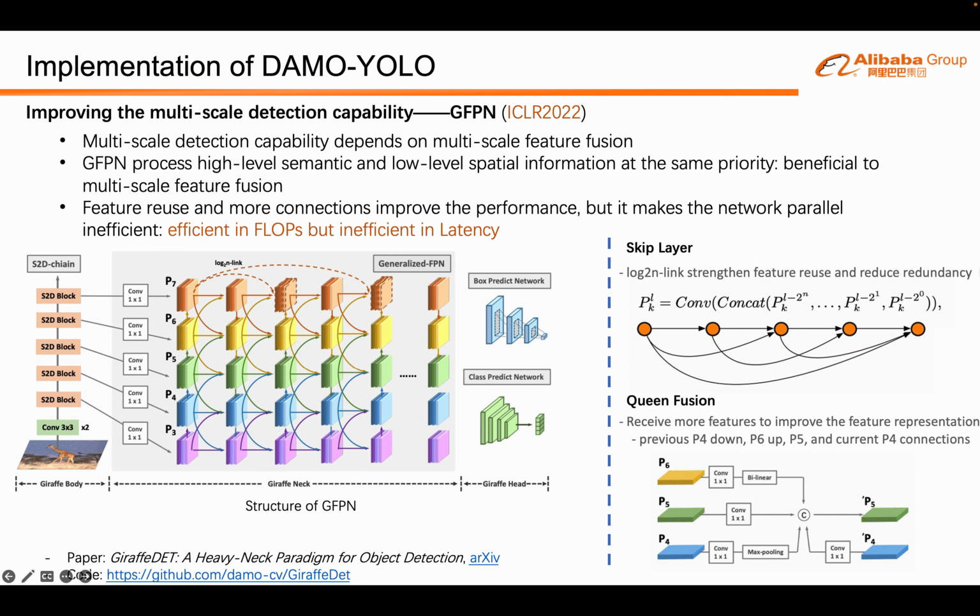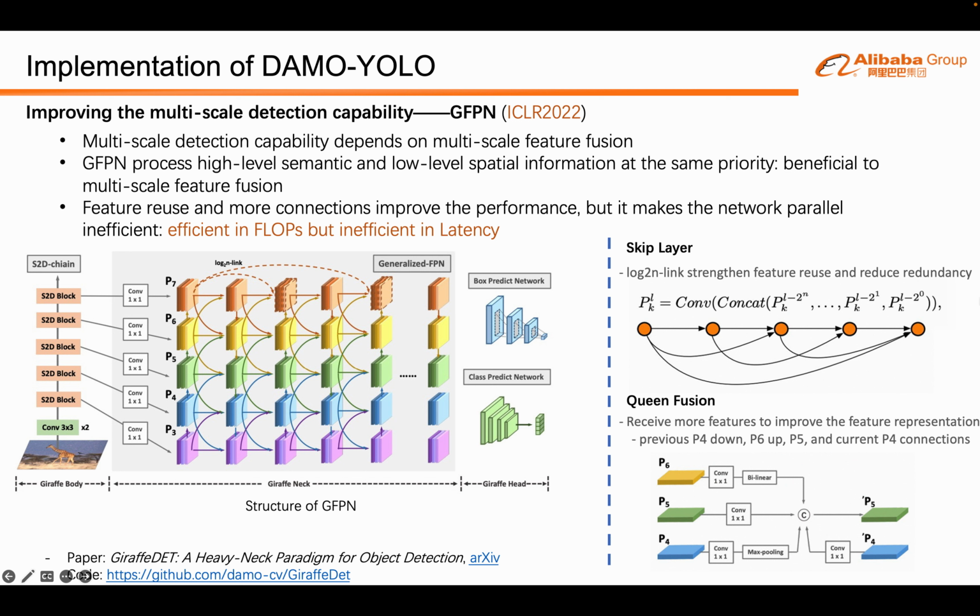The figure on the left shows the structure of GFPN, which looks complicated due to the complex connections. But after we understand the two design principles of GFPN, we will know what it actually is. These two principles are log2n link and queen fusion. To make GFPN deeper, we add skip layers after the fusion nodes and use log2n link to reuse features. Under the same FLOPs and compared to the dense link, log2n link makes GFPN deeper.